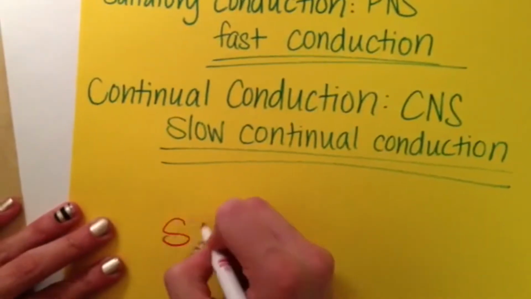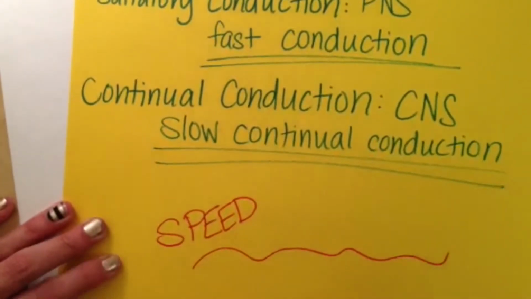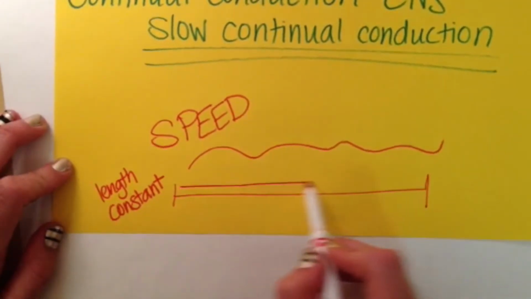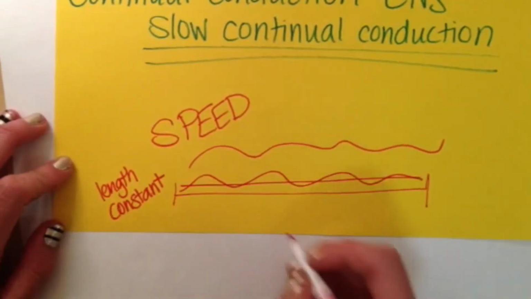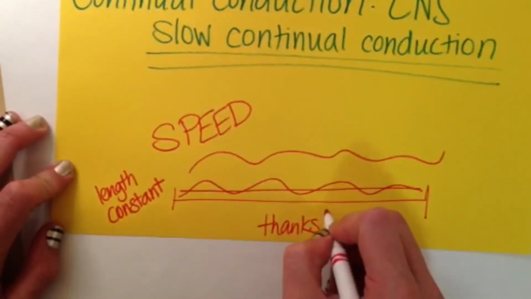Conduction velocity is the term used to measure the speed of propagation along the axon. There is also a mathematical constant called the length constant, which can figure out the distance that an electrical current will travel along the neuron. And there you have it. That's the propagation of an action potential down the axon of a neuron.